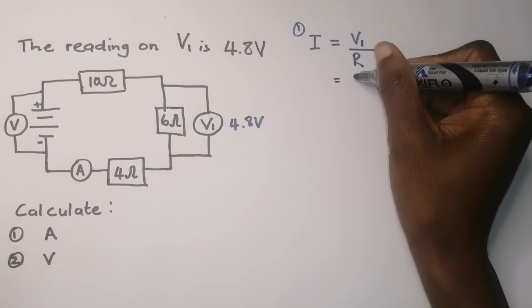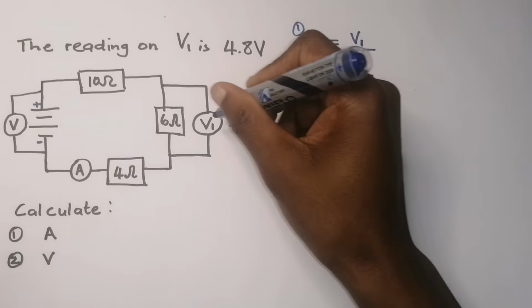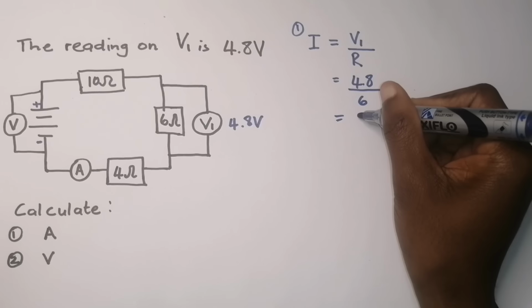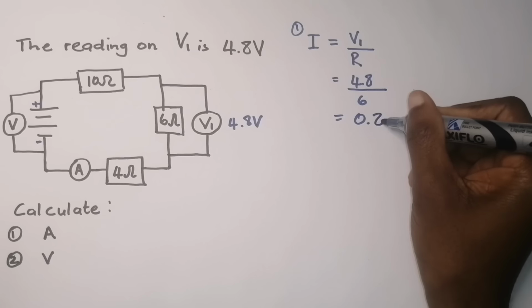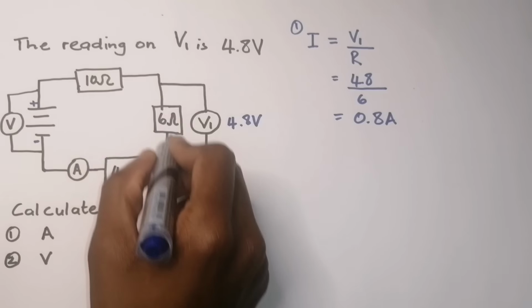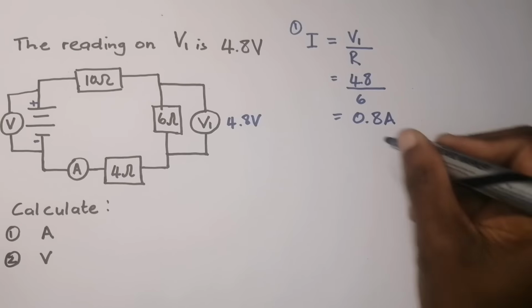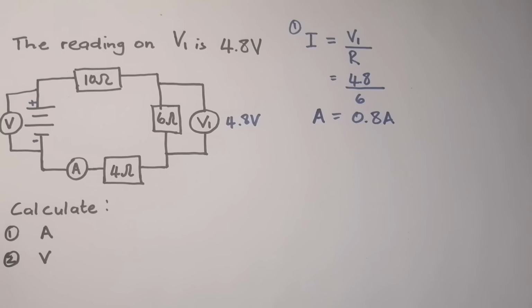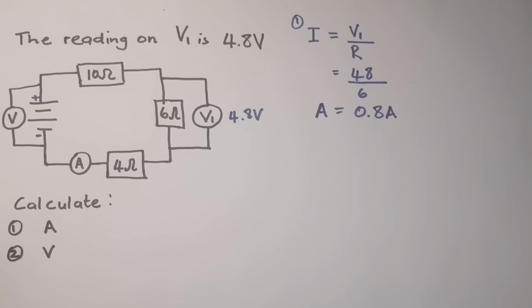So that's going to be V1, which is 4.8, divided by the corresponding resistance, which is 6. And what does that give us? It gives us 0.8 amperes. So it means 0.8 amperes of current passes across all our resistors there. So the reading on A should be 0.8 amperes. All right. Now let's go through the next one.